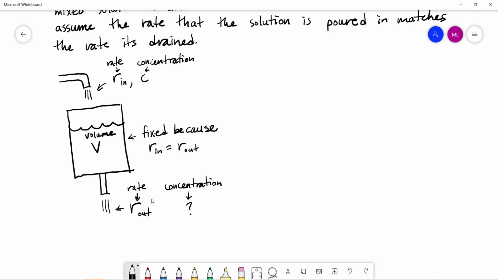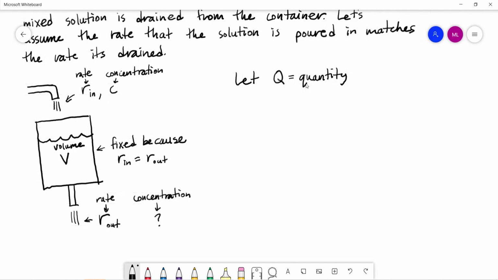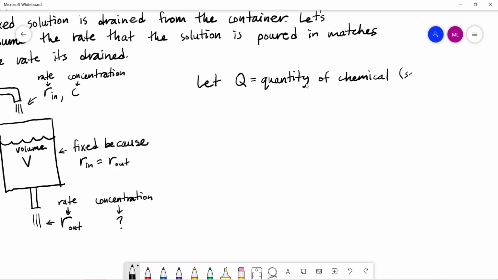So let's define a few things. I'm going to let Q be the quantity of whatever this is that we're mixing in. So we talk about a concentration. I mentioned a minute ago the concentration of maybe it's sugar water or salt water or something like that. Q is going to be the actual amount of sugar or salt or whatever. So Q is going to be the quantity of whatever chemical that we're adding. Maybe it's salt or sugar.